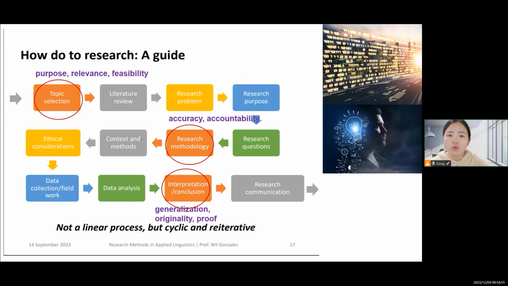Before taking this course, my impression about RM was pretty much like the first picture shown here. It's a lot of numbers, information. It's very ambiguous to me.